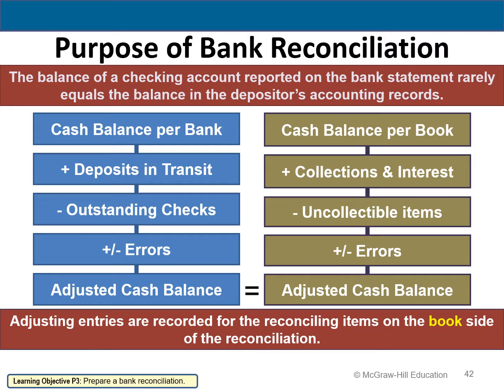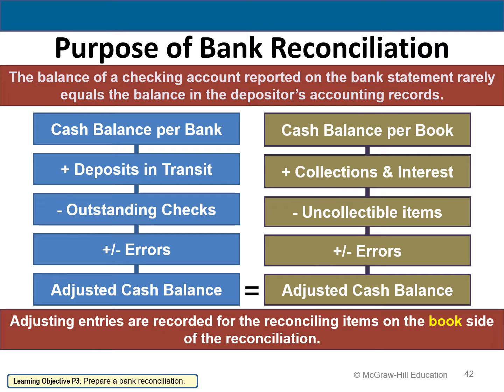On the book side, collections and interest. Typically, on the book side, you're not going to know about any interest that you've earned until you get your bank statement. So that would be an adjusting item on your book side. Any uncollectible items. So if the bank's returned some checks you've deposited as NSF, non-sufficient funds, you may not know that until you get your bank statement. And so you would have to adjust your records for any of those uncollectible items. And then plus or minus any errors equals an adjusted cash balance. And if you've done it correctly, when you get to the end, your adjusted bank balance should equal your adjusted cash balance. Okay.